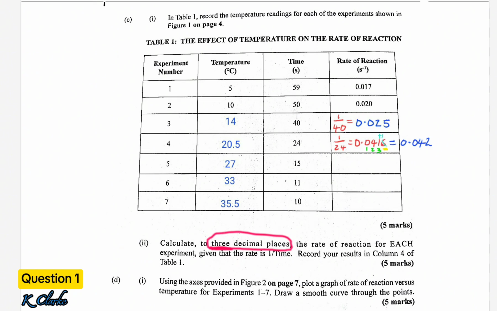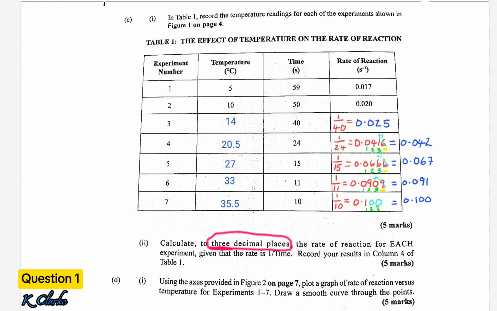Therefore, the answer is 0.042. Experiment 5. 1 divided by 15 equals 0.0666. Therefore, the answer to 3 decimal places is 0.067. Experiment 6 is 0.091. Experiment 7, the rate is 0.1. Since it's supposed to be to 3 decimal places, we're going to add 0 in the 2nd and the 3rd decimal place, hence 0.100.